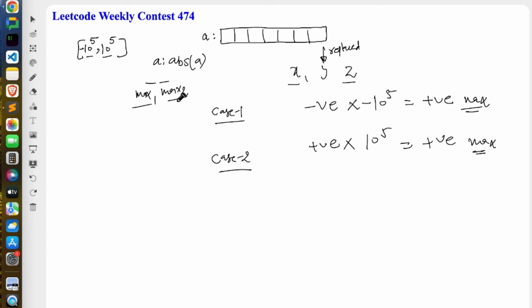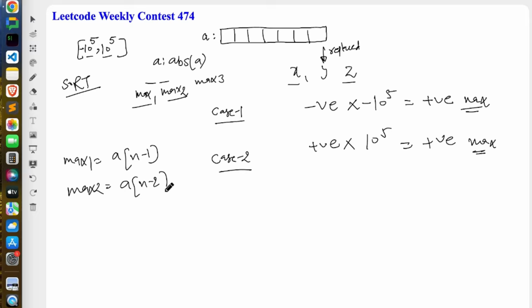So these max1 and max2 would be unreplaced, and let's consider max3 is the third max number. So what you can do, you can replace a with its absolute value, then sort it. Just sort the given array, then find max1, the maximum value, which would be a of n minus 1. Similarly, max2 will be a of n minus 2, the second max, and max3 is equal to a of n minus 3, right?